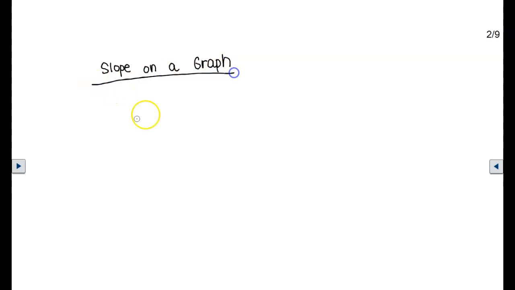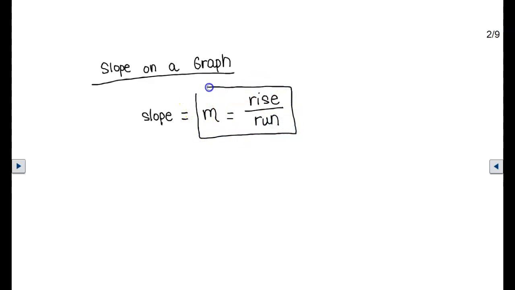Slope on a graph. Now, the first thing that I want to tell you and that I want you to know is that when we talk about slope in algebra, it is represented by a lowercase m. So slope is equal to m. M is our letter that is going to represent slope. And our definition for slope in algebra is that slope is the rise over the run. So notice, slope is a fraction. It is the rise over the run.